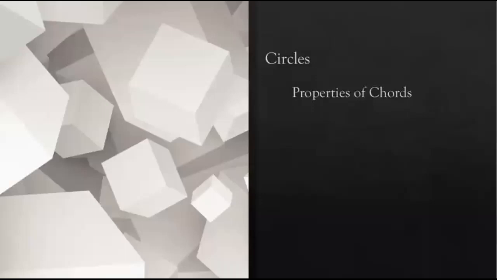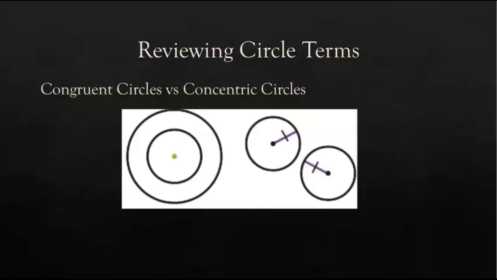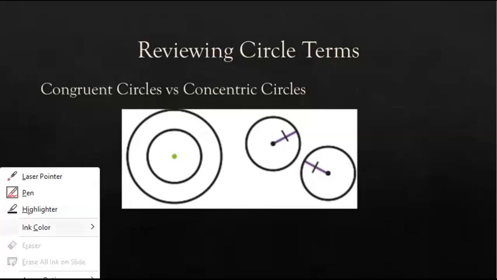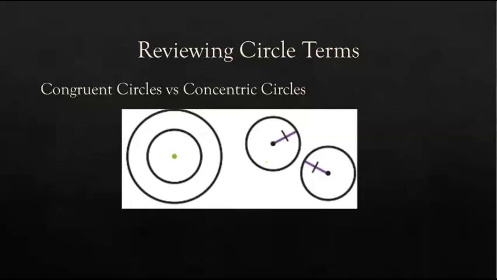This chapter is about circles, and today we will be talking about the properties of chords. Let's review some circle terms. We have concentric circles and congruent circles. Which one of these pictures is the congruent circles? Right here. These are the congruent circles. They have the same length radius. That means that their circles will be the same size.